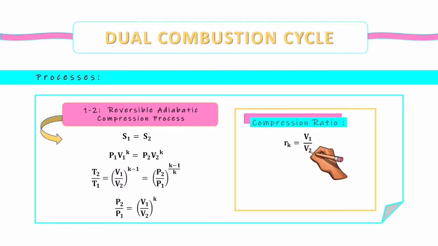So we can now rewrite the equations: T2 over T1 equals V1 over V2 raised to K minus 1, so T2 over T1 equals RK raised to K minus 1. And P2 over P1 equals V1 over V2 raised to K, so P2 over P1 equals RK raised to K.